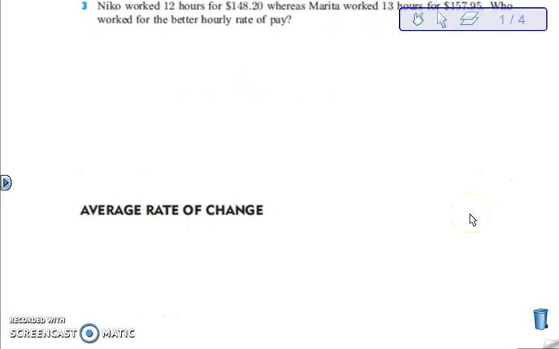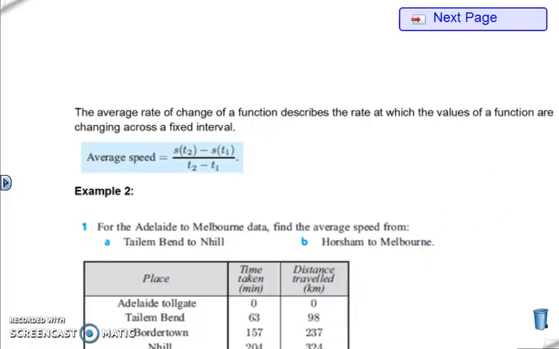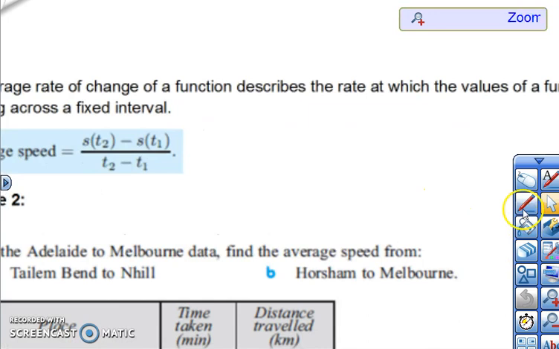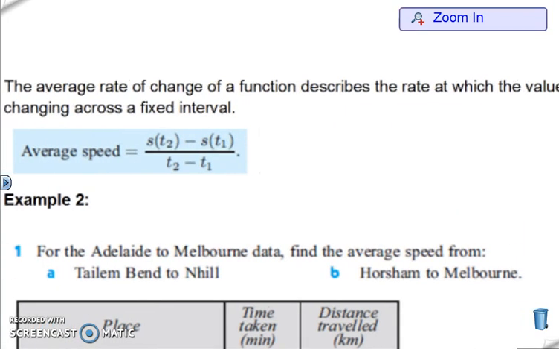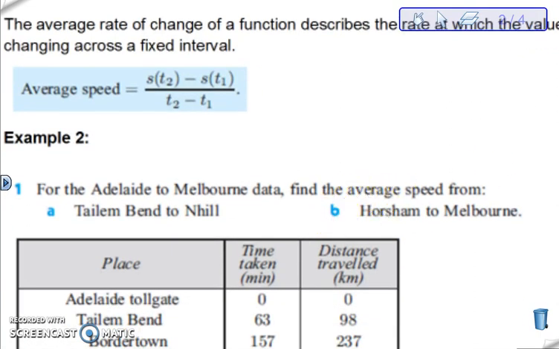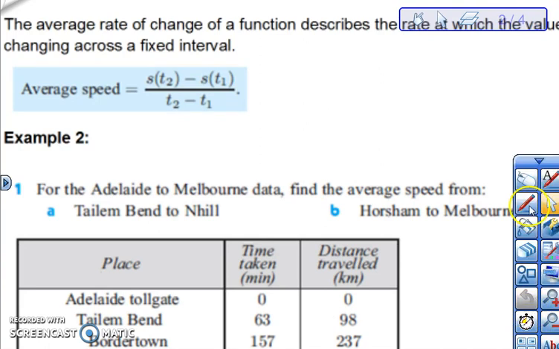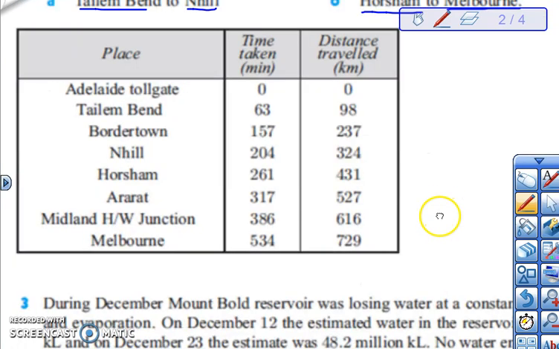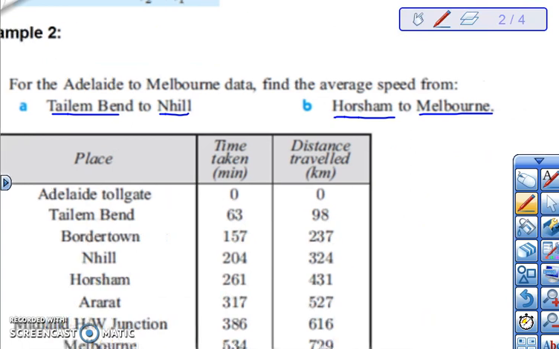Let's take a look now at average rate of change. So we looked at the basics of rates. An average rate of change just means basically how much did your variables change over the course of a given interval or a given set of time. So if we are looking at this table here, we want to find the average speed from Tailem Bend to Nildottie, and then from Horsham to Melbourne. So I will do part A. I will leave part B for you to do.